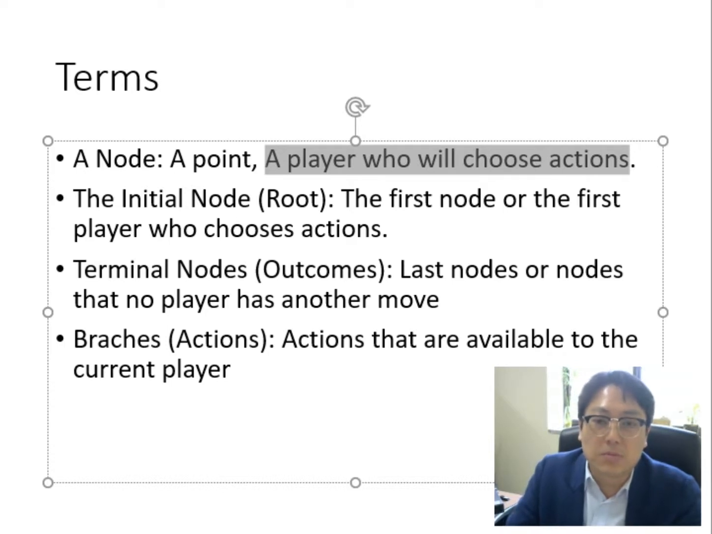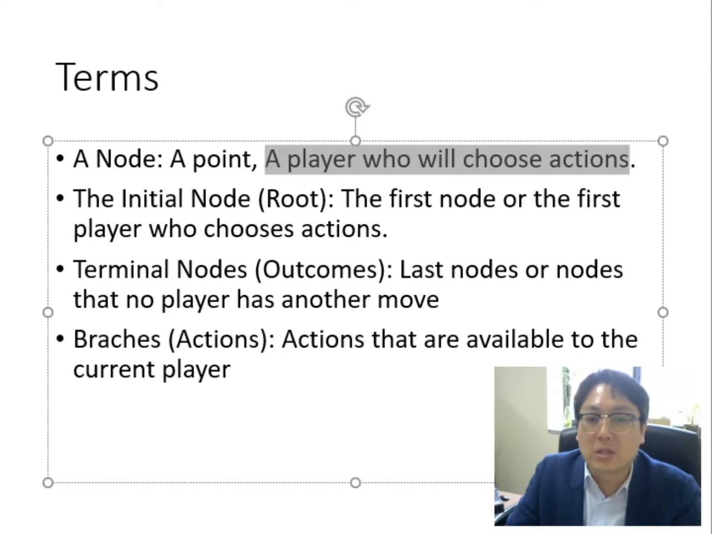Among nodes, there are some different kinds. The first node that the game starts with is called the initial node, or the root. The first node, or the first player who chooses an action, is the root, or initial node. Terminal nodes represent an outcome. The last nodes, where no player has another move, are terminal nodes and outcomes. Branches are actions that are available to the current player.